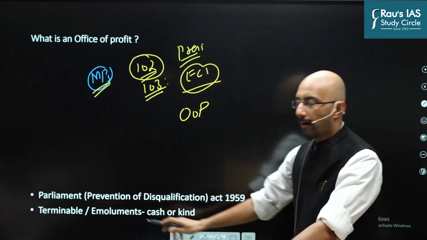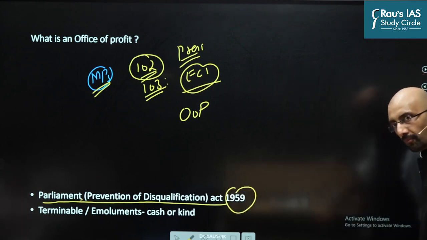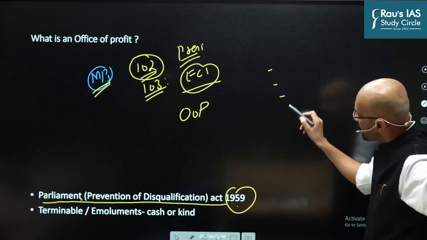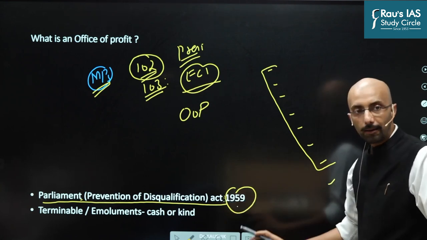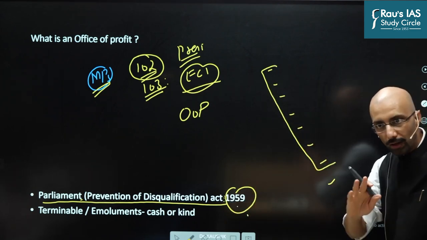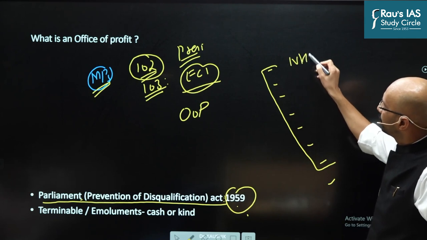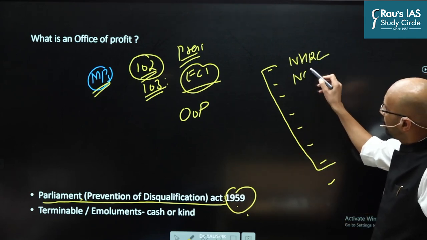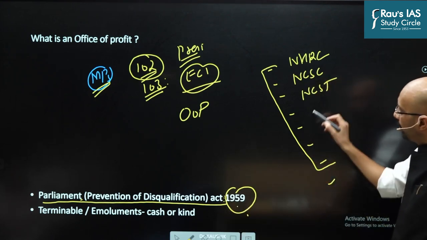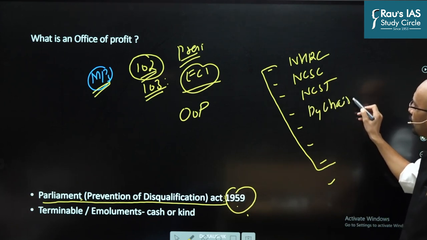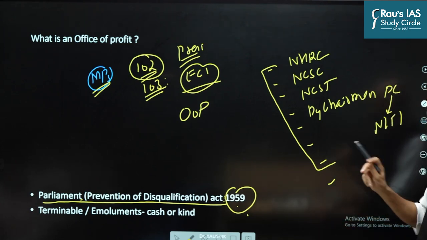What is that law called? Parliament Prevention of Disqualification Act, 1959. Now, this act contains a list of offices, which are all technically offices of profit. But then the act says that any MP holding these offices will not be disqualified. For example, if any MP is appointed, let us say, member or chairman of NHRC, or National Commission for Scheduled Caste, or National Commission for Scheduled Tribe, or deputy chairman of Planning Commission, which has now become Niti Aayog, then that MP will not be disqualified.